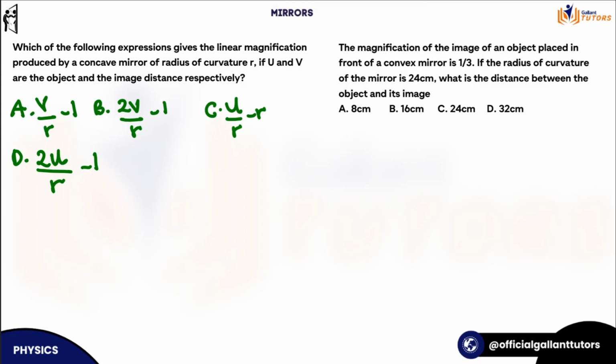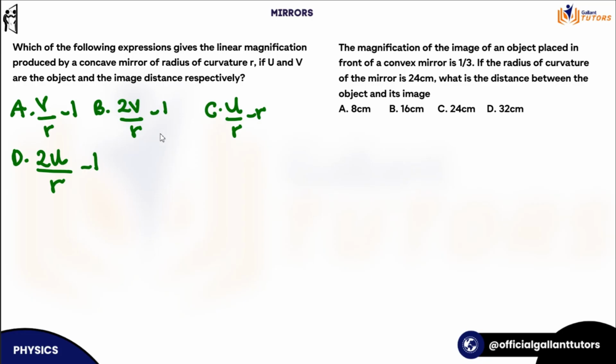So we've been given a very simple question to solve. If you've been following all through, this should be really easy for you. Now, what did the question say? Which of the following expression gives the linear magnification produced by a concave mirror of radius of curvature r, if u and v are object and image distance respectively? You just have to write down the parameters given, and then let's see how things unfold from this angle.